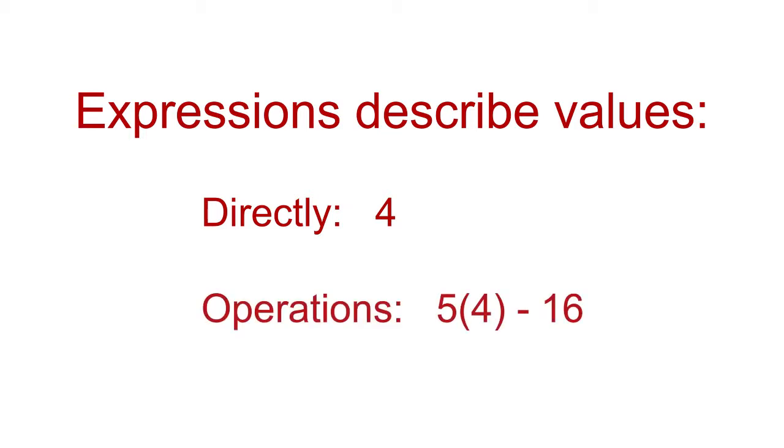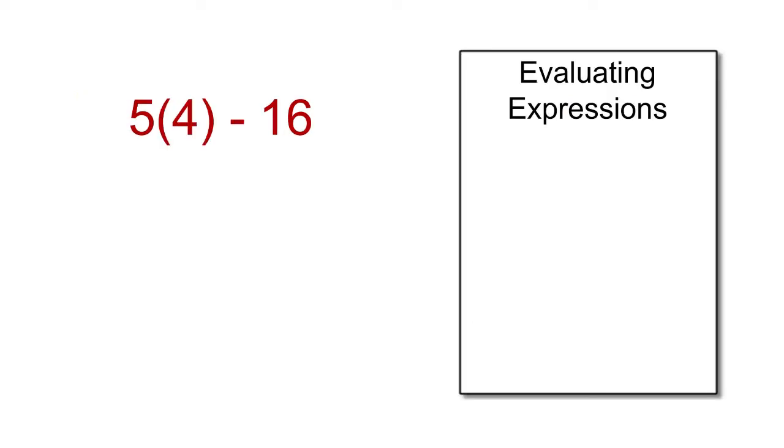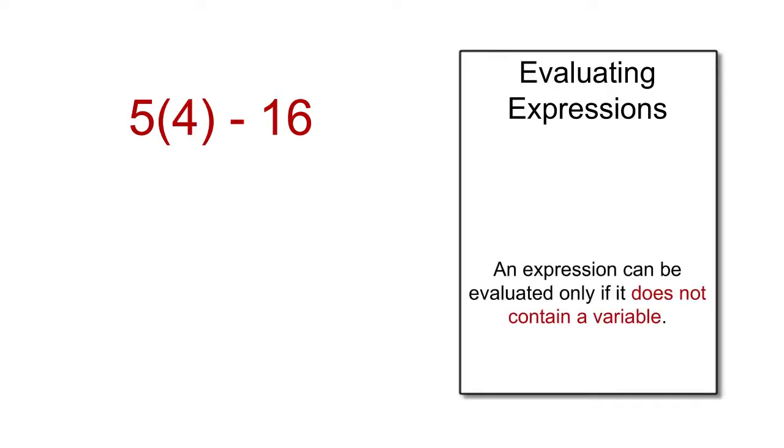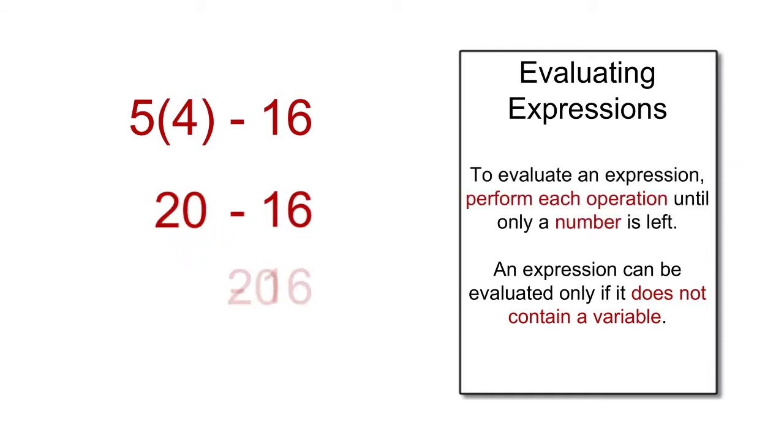Expressions describe a value, sometimes by just giving you the value, like the number 4, and sometimes by giving the instructions called operations for how to find the value, like the example 5 times 4 minus 16. If an expression does not contain a variable, then we can perform the operations, that is, follow the instructions, and simplify the expression to a single value. This process is called evaluating.